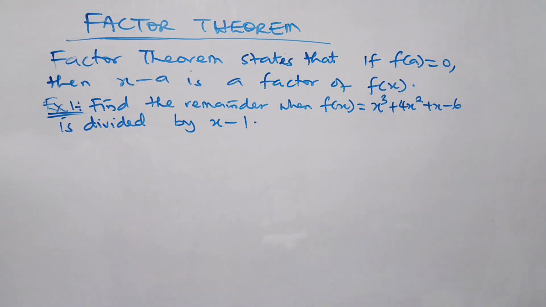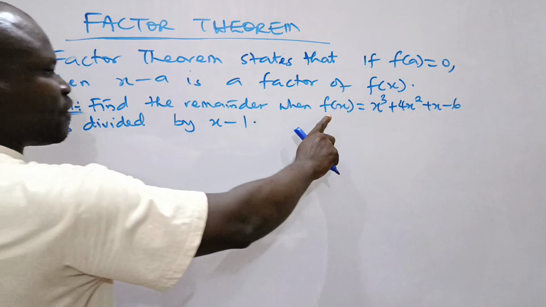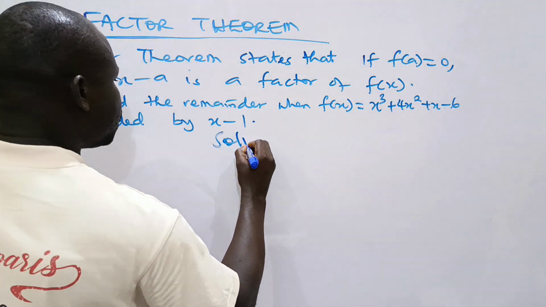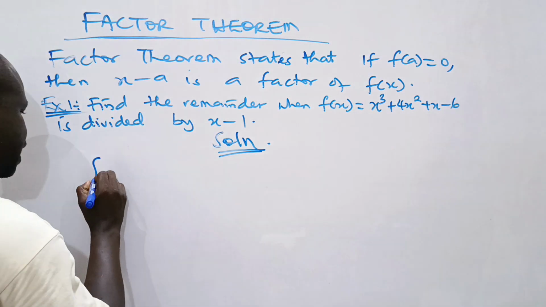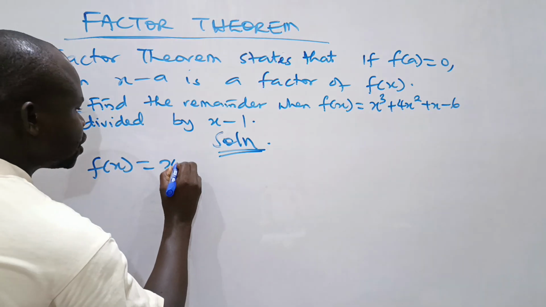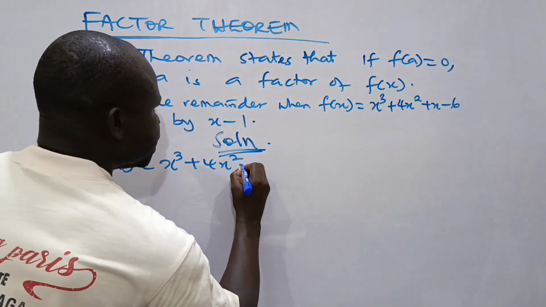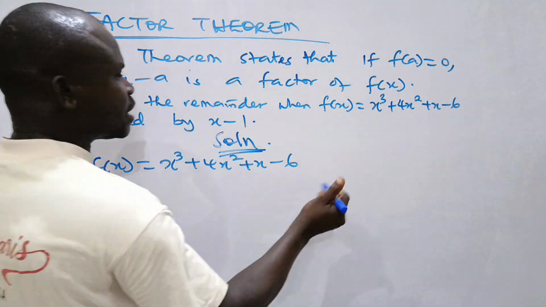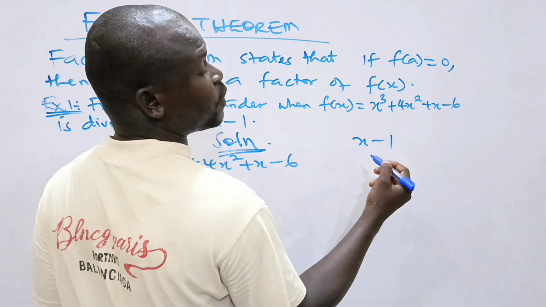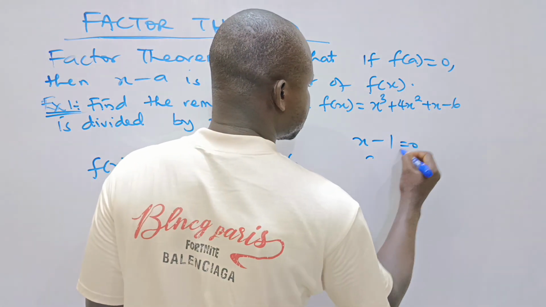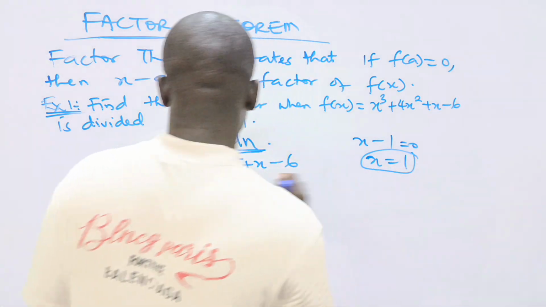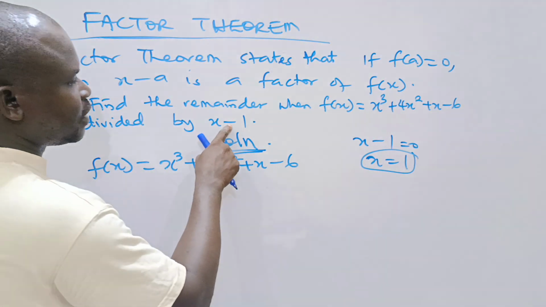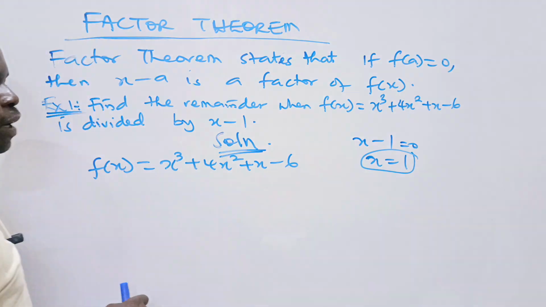So let's see this example. Find the remainder when f of x is divided by x minus 1. Solution. So how do we find the remainder? We write f of x to be equal to x cubed plus 4x squared plus x minus 6. Under the Remainder Theorem, it simply means that where we have this x minus 1, we make x the subject. So we can say x minus 1 equals 0, x is equal to 1. So when we substitute x equal to 1, whatever we arrive at is the remainder when this factor divides the polynomial. So let's see.